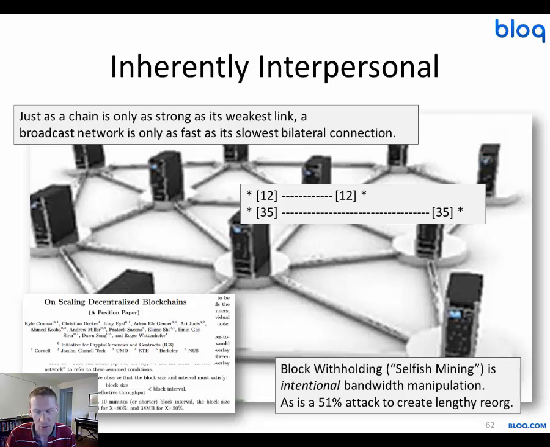If you upgrade your CPU, it does not downgrade the CPU of your rivals. And it especially doesn't do so immediately and directly the way this is. These two, you're all kind of in the same boat. Just as a chain is only as strong as its weakest link, a broadcast network is only as fast as its slowest bilateral connection. There's a very interesting paper about this on scaling decentralized blockchains, a position paper, where they try to look at the actual throughput limit and they try to establish this, like, what is the slowest bilateral connection? And if we sped up the network, how many people would we lose? And who might those people be?